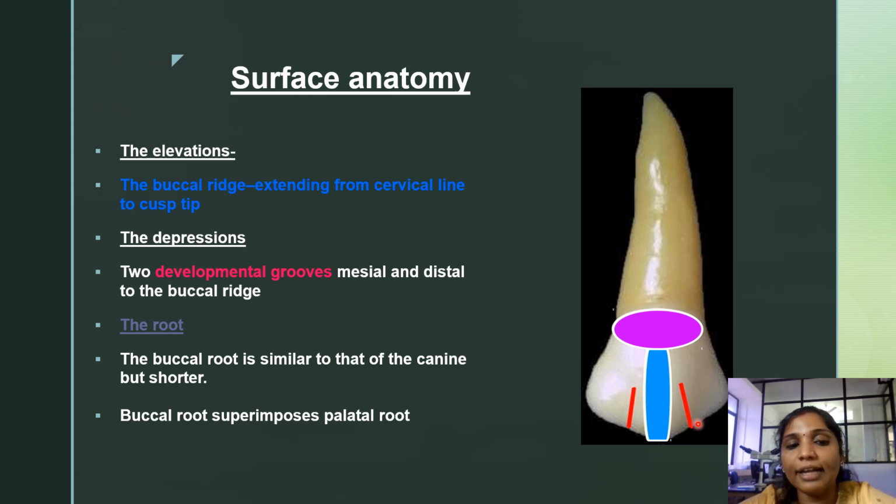And the root, the buccal root is similar to that of the canine but shorter in length. This root is similar to that of canine but shorter in length, and this buccal root always superimposes on the palatal root. As I told you, there are two roots for the maxillary first premolar. Since this root superimposes on the palatal root, we cannot appreciate the palatal root from the buccal aspect.